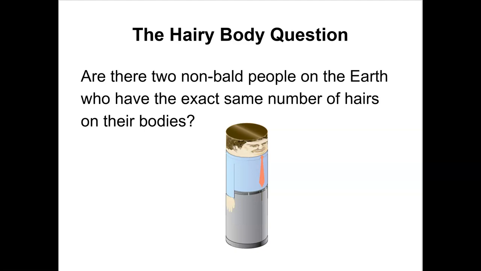But the question is this: are there two non-bald people on the earth who have the exact same number of hairs on their body? So pause here, write down a prediction. What do you think? Do you think that there are two people on this earth who have the exact same number of hairs on their body? Maybe you don't know how many, but do you think that every single person walking around has a different number of hairs on their body? So go ahead, write down your prediction, and then let's see if we can actually answer this question. And to tell you what, we can. We can answer this question.